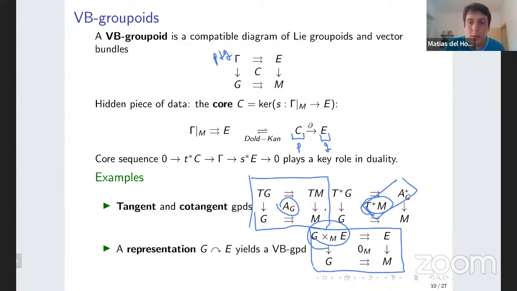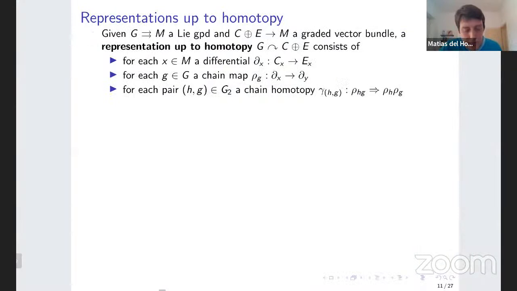I mean, maybe trivial is not a good word. It is not evident, but it is tautological. You unravel things and you can see that there is a duality theory there. But you should think of VB groupoids as tangent and cotangent are examples, representations too, but they are something more general than representations. And in fact, you can see that VB groupoids correspond to representations up to homotopy.